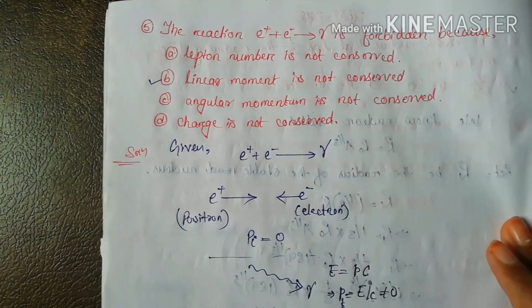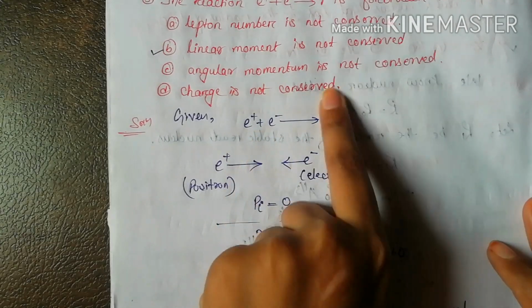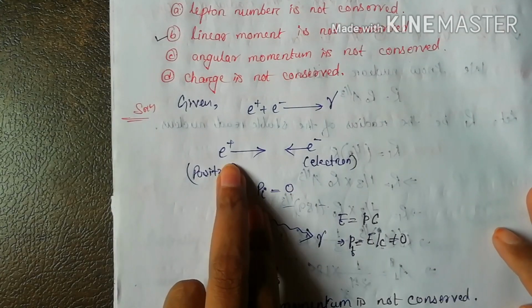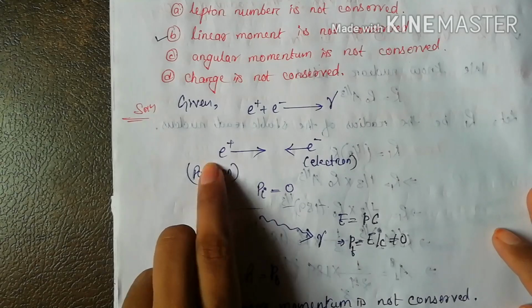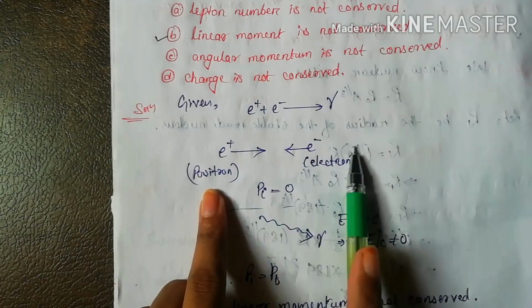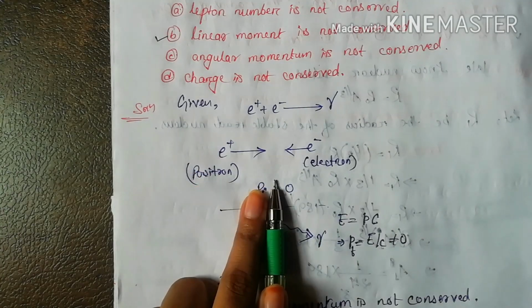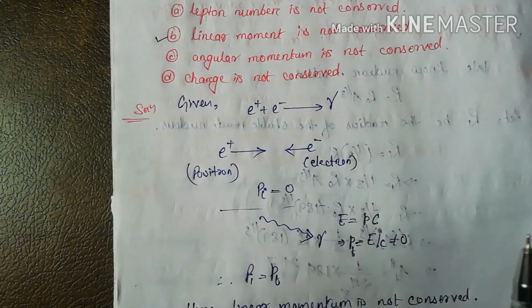So here this is the reaction. This is a positron, the other one is an electron, and it is giving a gamma photon. So basically we will see what is not conserved here. This positron is coming from this direction, and the electron is coming from the other direction. So the total linear momentum is equal to 0. That is, the initial momentum pi is equal to 0.